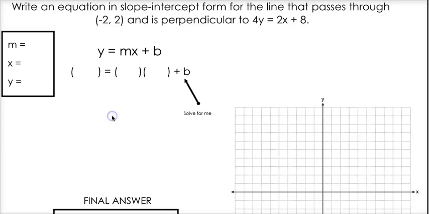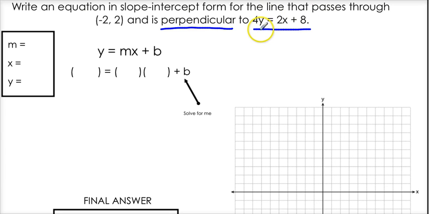All right, in this example, we're going to write the equation in slope-intercept form for a line that passes through negative 2, 2, and it's perpendicular to 4y plus 2 equals 2x plus 8. Now to do this first, we recognize that it's perpendicular, and we need to find the slope of our original line. And if you notice here, it's not in y equals mx plus b form.